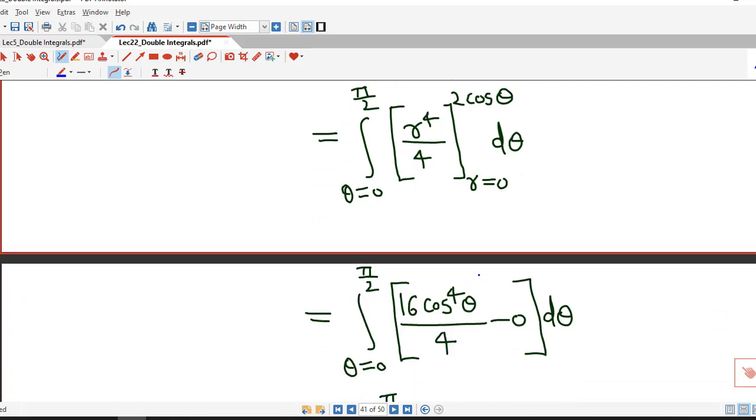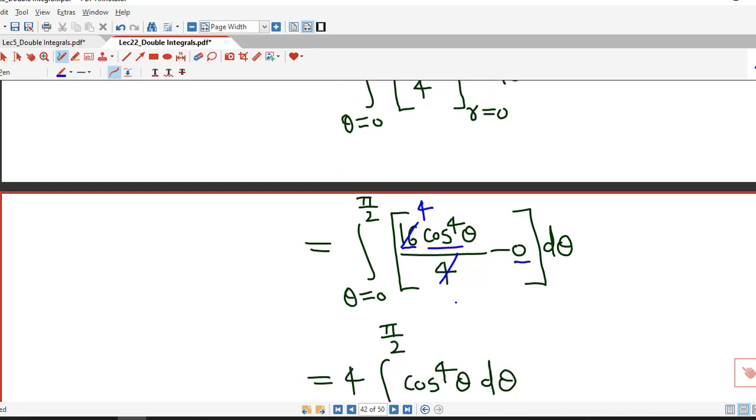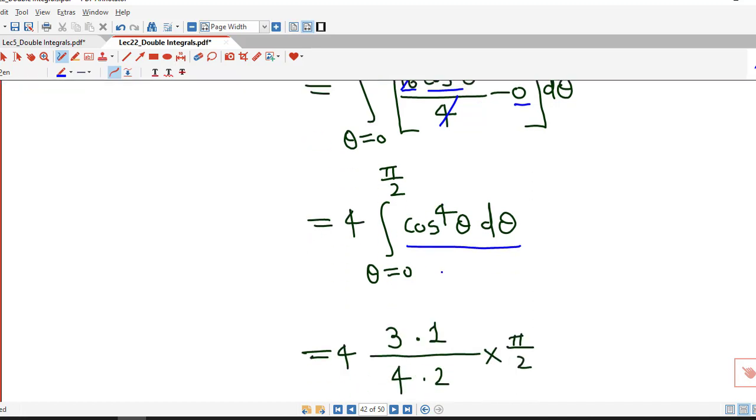So first we put r equal to 2 cos theta, that is 2 raised to 4 into cos raised to 4 theta. 2 raised to 4 is 16, cos raised to 4 theta divided by 4, minus r equal to 0, that is 0. Here we can cancel out this 4, so we have 4 times cos raised to 4 theta d theta. 4 can be taken outside because it is constant. Now here limits are from 0 to pi by 2, so we can use the reduction formula.